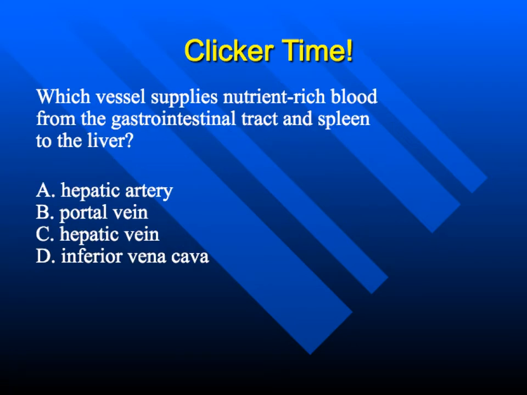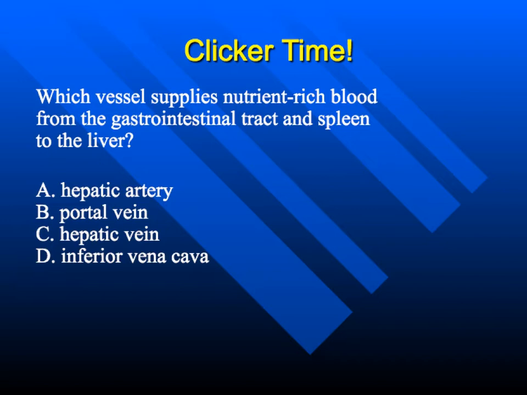Next one, this is the vessel that supplies nutrient-rich blood from the gastrointestinal tract and spleen to the liver, and that is the portal vein. I may not have mentioned it when I just recorded, but you all know that the portal vein is one of the most important vessels in the liver, because one of the functions of the liver is to clean the blood of drugs and poisonous material. Something has to do that.